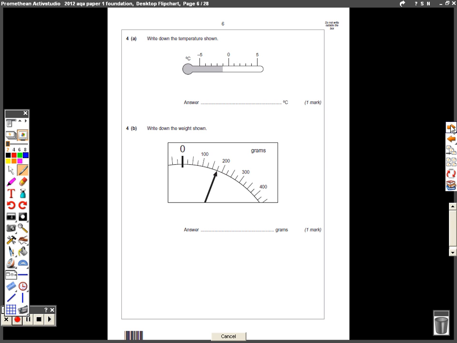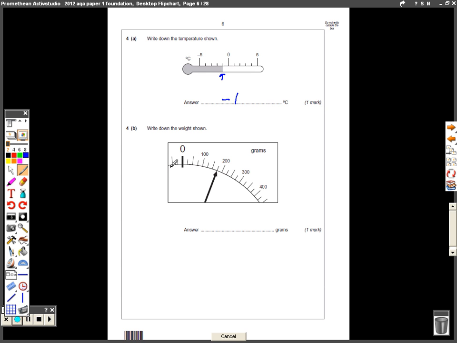Okay, we've got temperature, so let's look at the thermometer we've got here. -5, 0 and 5. Just to check the scale. 1, 2, 3, 4, 5. Yes, it does go up in ones. They want this amount here. So that's going downwards, that's below 0. So that's going to be 1 below 0. So that's -1 degrees C.